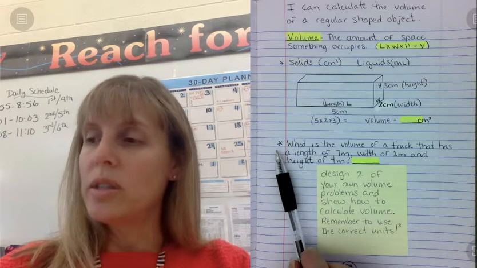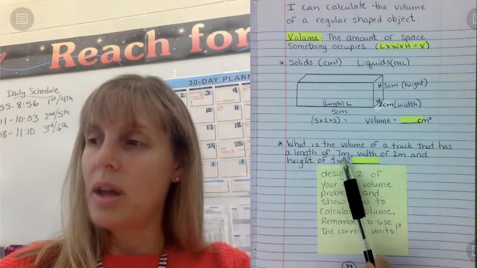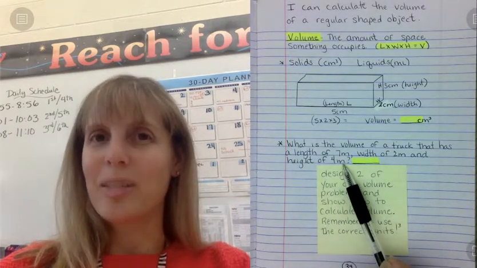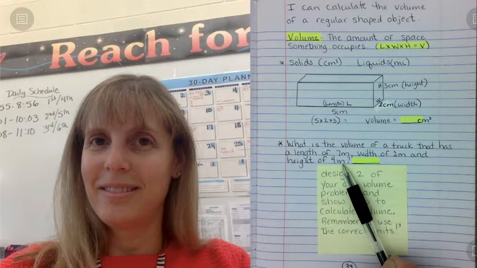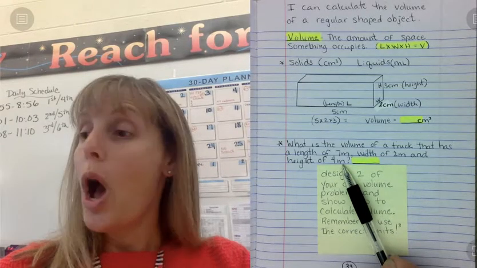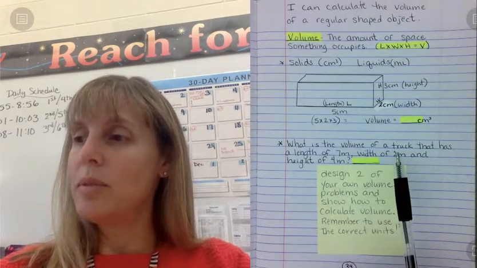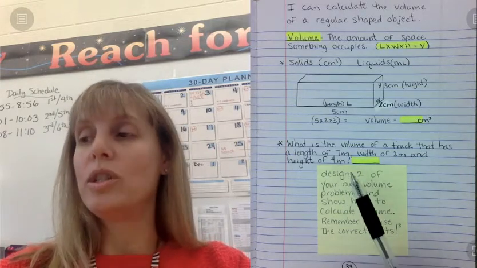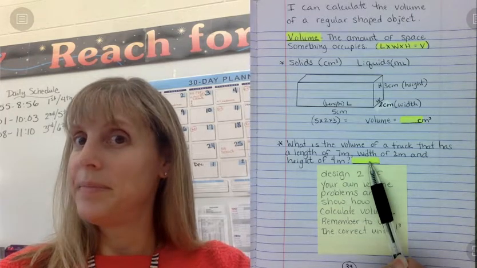So this question says, what is the volume of a truck that has a length of 7 meters, a width of 2 meters, and a height of 4 meters? Let's pause the video and see if you can get it. Hopefully you had 7 times 2 times 4, which gives you an answer of... who knows the answer?